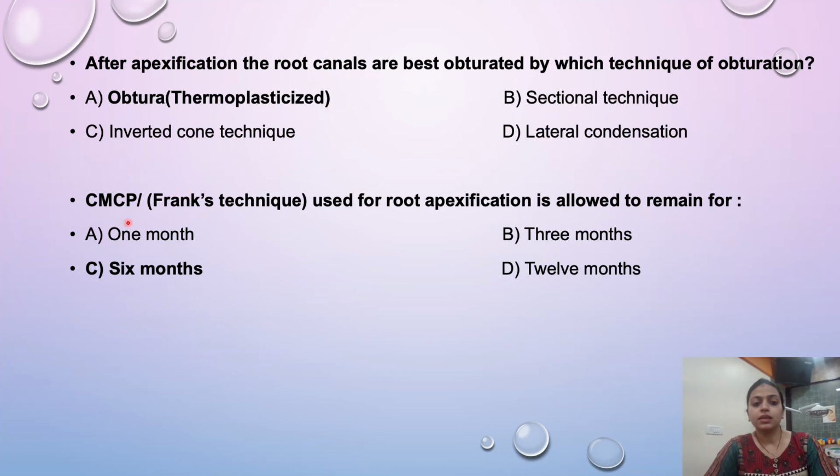Another question: CMCP, which is camphorated monochlorophenol, Frank's technique, used for apexification, is allowed to remain for almost 6 months. Camphorated monochlorophenol along with calcium hydroxide was a technique of apexification described by Frank. Here the material has to remain inside the root canal for 6 months.